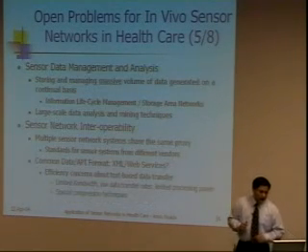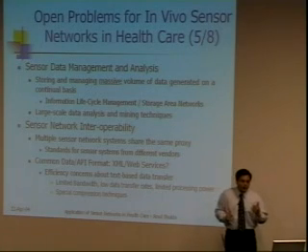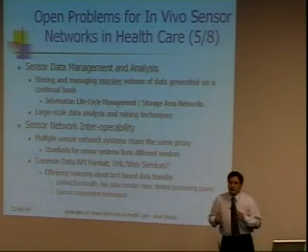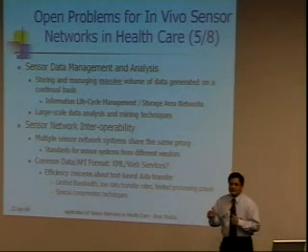Now, two problems which will really become evident as we deploy more and more sensors is managing the mass or excessive volume of data that will be generated by these sensor systems.